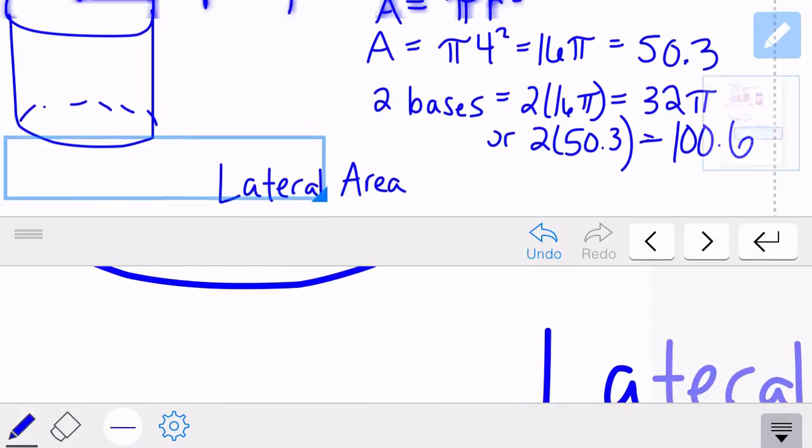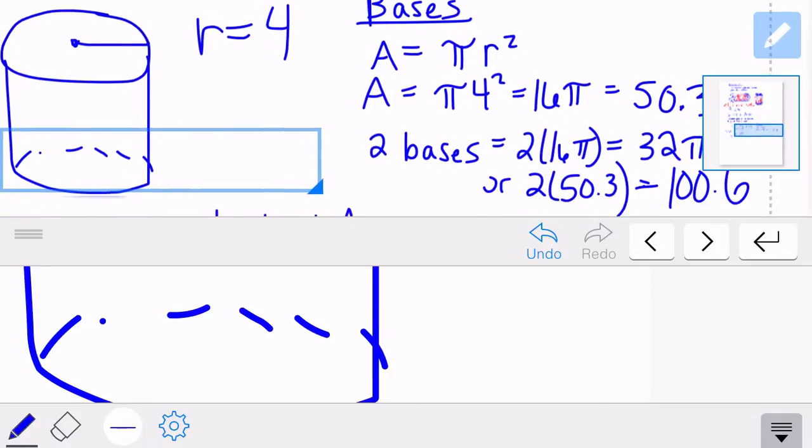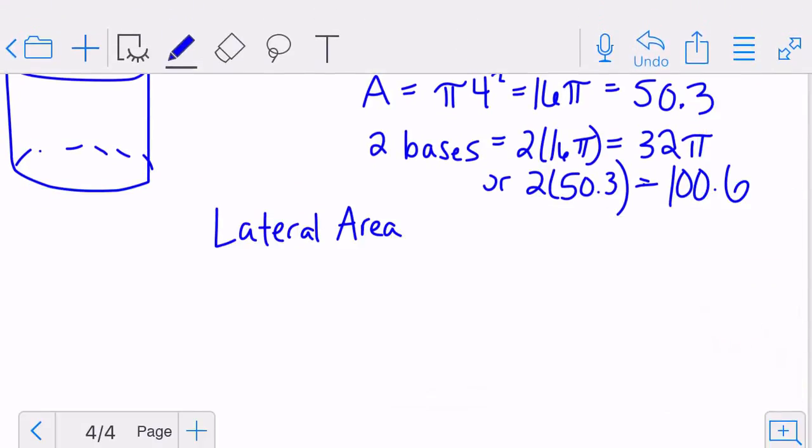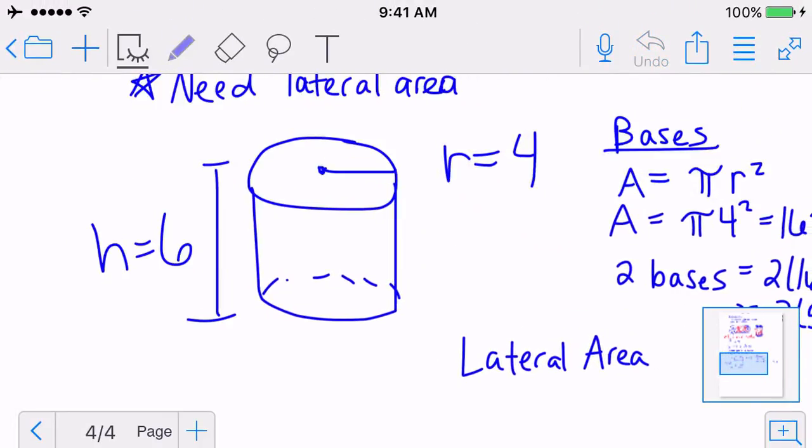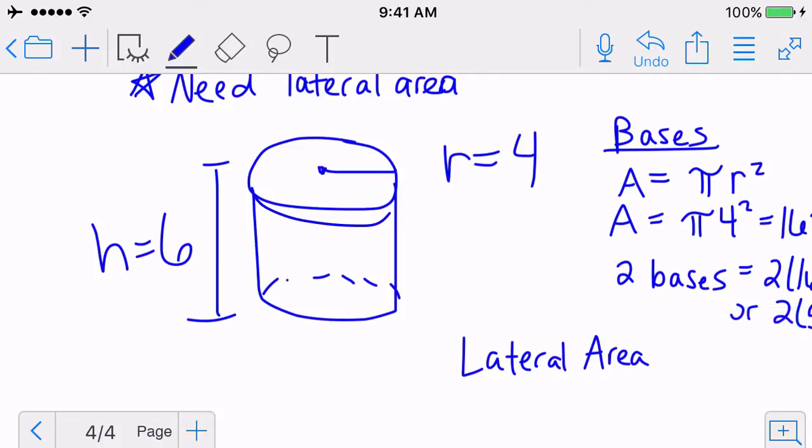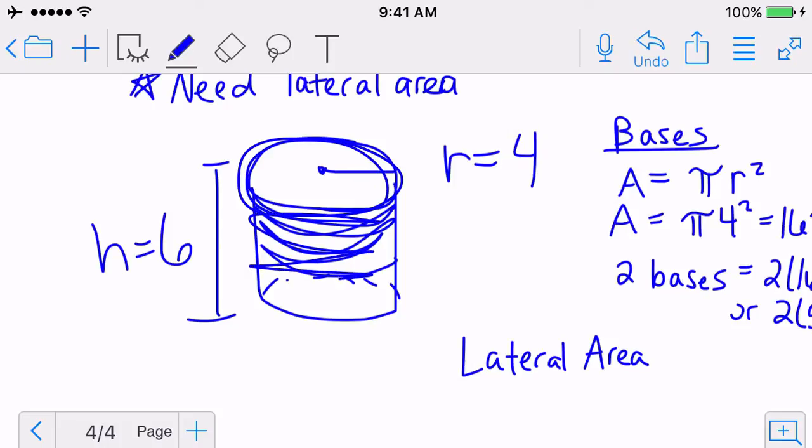And remember, the lateral area is everything that's going around the sides of this cylinder. So all of this, and even going all the way behind and around the cylinder. So everything of this is our lateral area. Okay. So what we need for that.